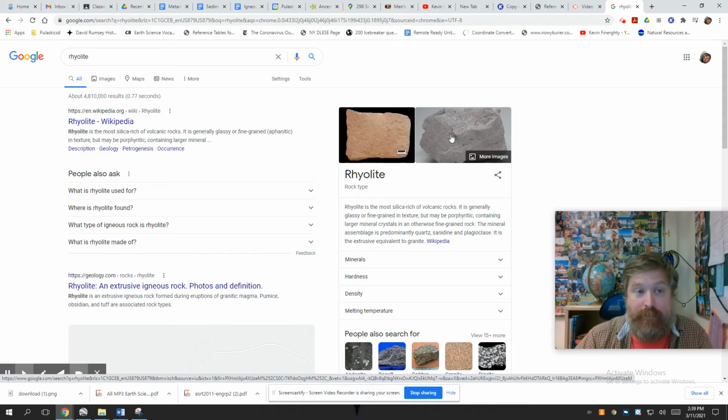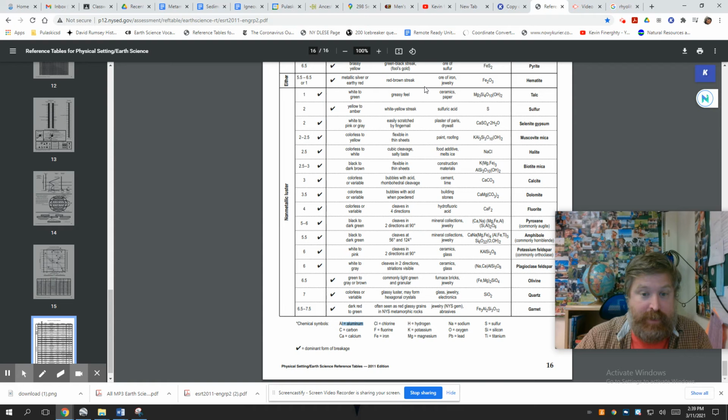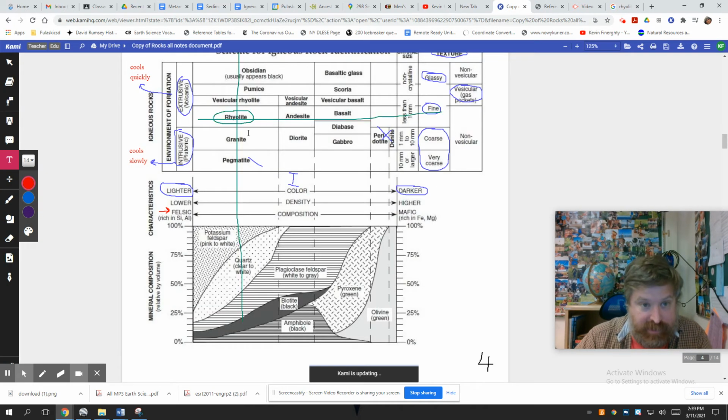So if I wanted to know what minerals are actually in there, the reference table hooks me up with that too, because it's over here on the felsic end. So I would expect, if I were to cut a thin section, do a slide, whatever, to find potassium feldspar, quartz, plagioclase feldspar, biotite, and amphibole. Those 5 things are likely to be there.